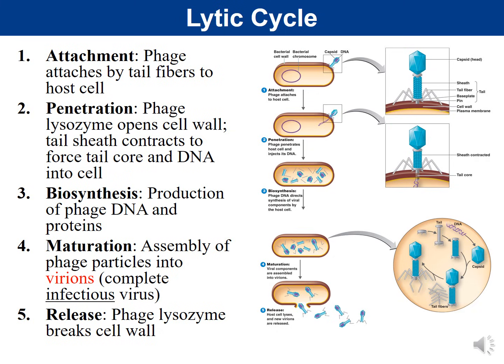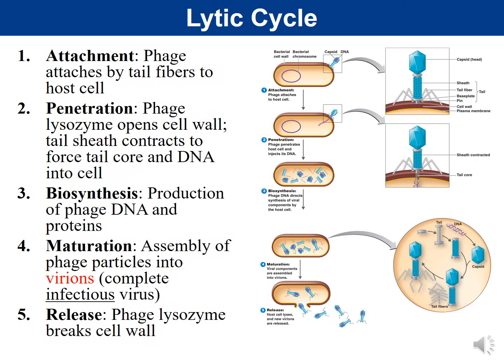Now during biosynthesis, this is again similar to our synthesis. So we have our production of phage DNA and proteins. So it's going to replicate all of its parts. Then we have maturation. Maturation is the same as assembly. This is where we get assembly of the phage particles into virions, which remember are the complete infectious virus. So we have to put all the parts together. So notice that during maturation, it's going to start to assemble the virus particles.